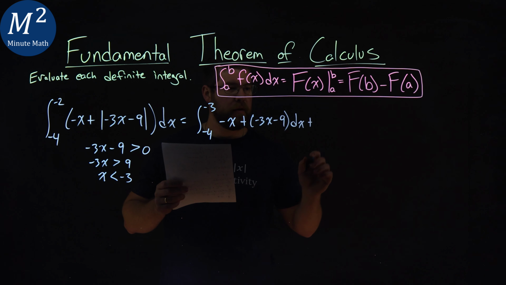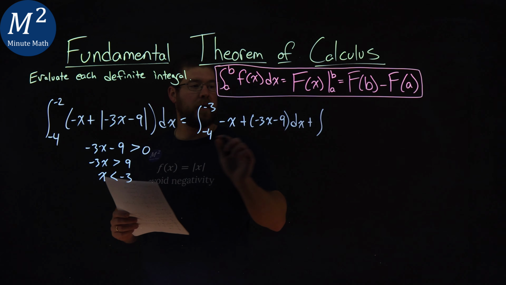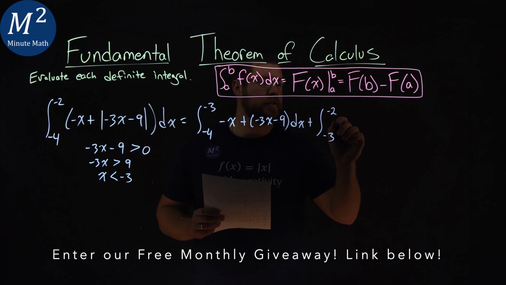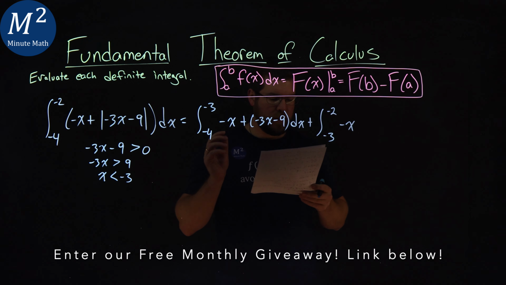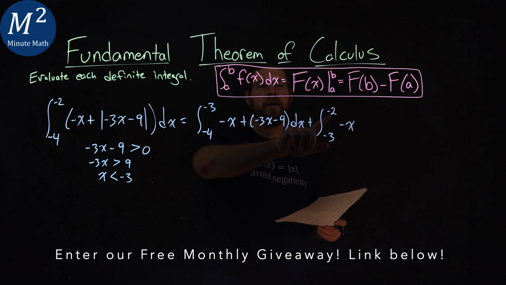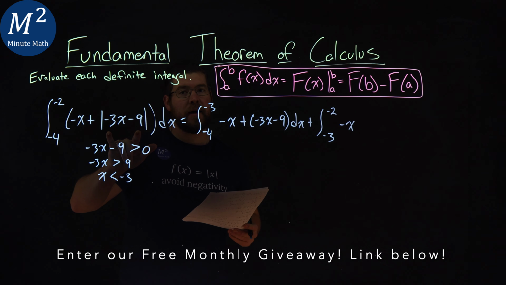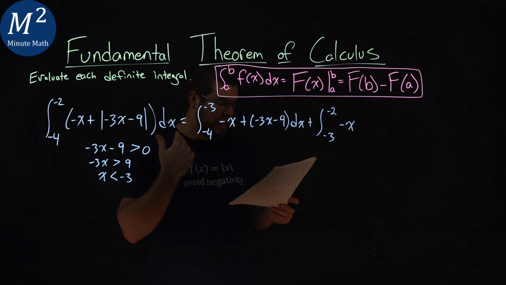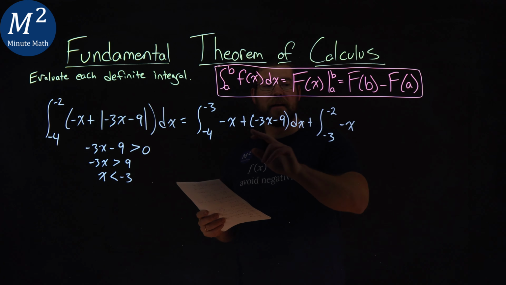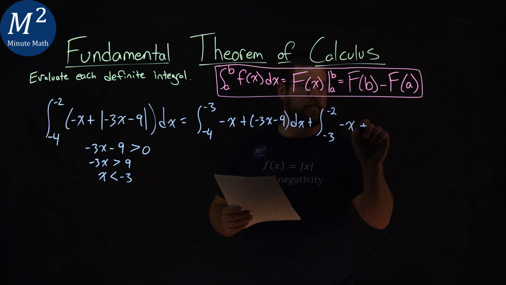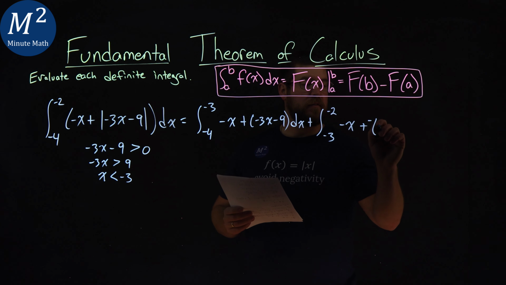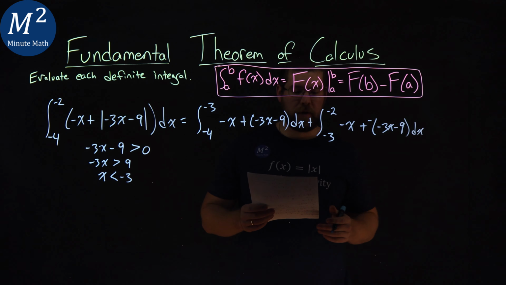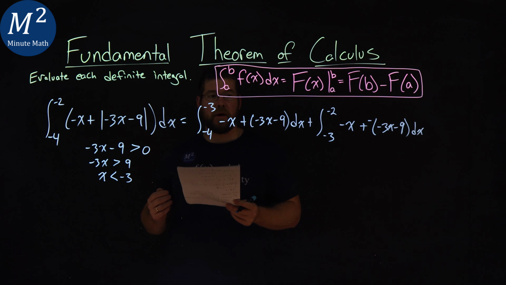Then I'm going to break it up to be from negative 3, that value we found, to the final endpoint of negative 2. Same function, negative x, but here's the tricky part. Between negative 3 and negative 2, our expression inside the absolute value is going to be negative. We don't want that. So to make sure it's positive, we're going to put a negative outside. So instead of adding, we'll subtract, or plus a negative if you want to see it like that, plus a negative on the inside, negative 3x minus 9 dx. A lot of stuff going on here.